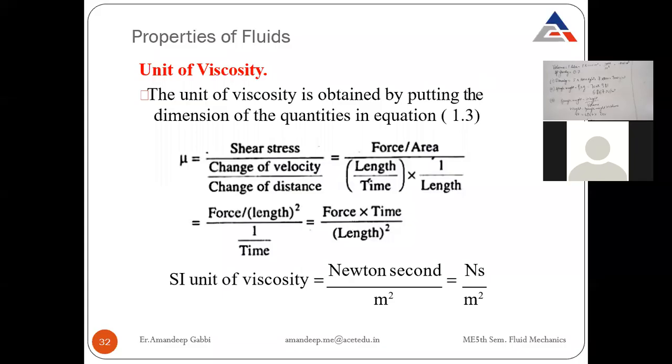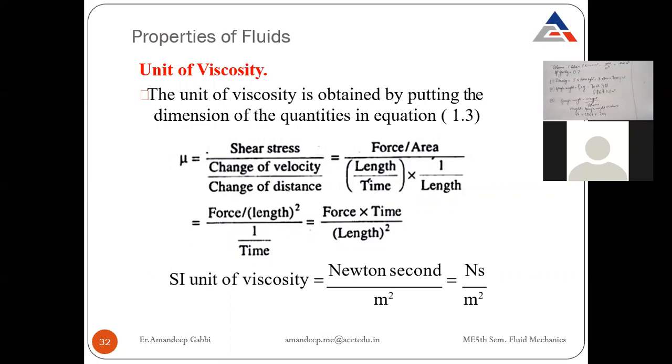Now we are to study the units of viscosity. To derive the units of viscosity, we will put all the units in this formula. Mu is equal to shear stress over change of velocity over change of distance. That is the formula of viscosity.